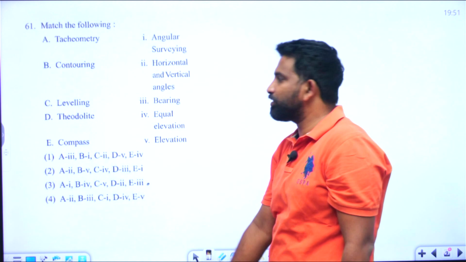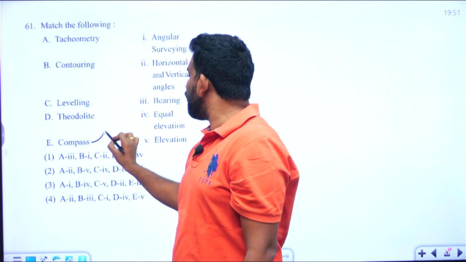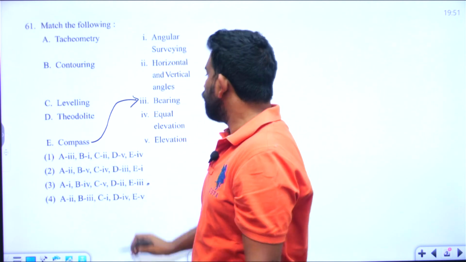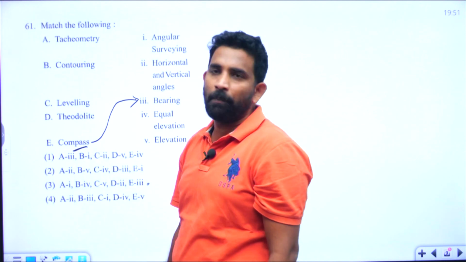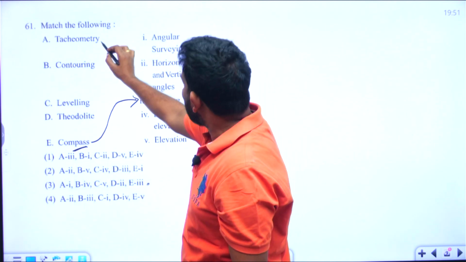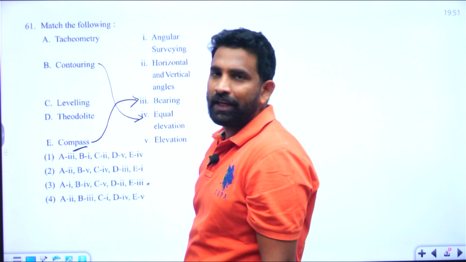So compass surveying, obviously, whatever angles we take from the compass, we call it bearing. Bearing is an angle taken with respect to the meridian, and that will happen only in the case of a compass. Now theodolite, tachymetry, contouring. Contouring means equal elevations. Okay, that will be an equal elevation.